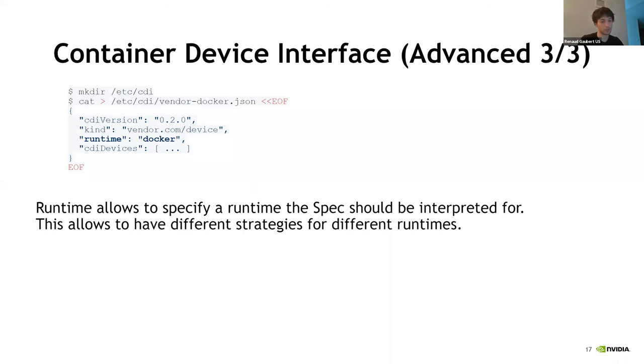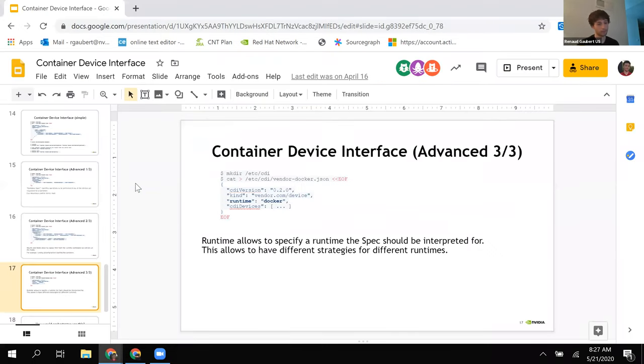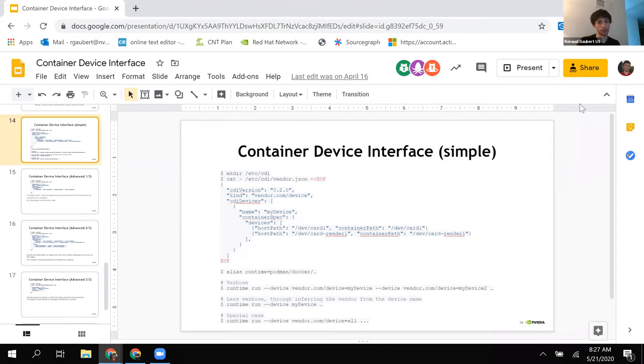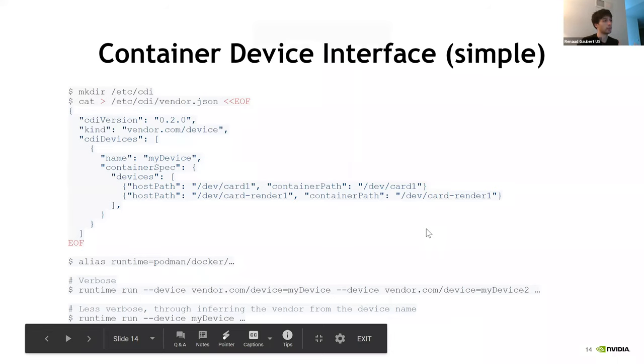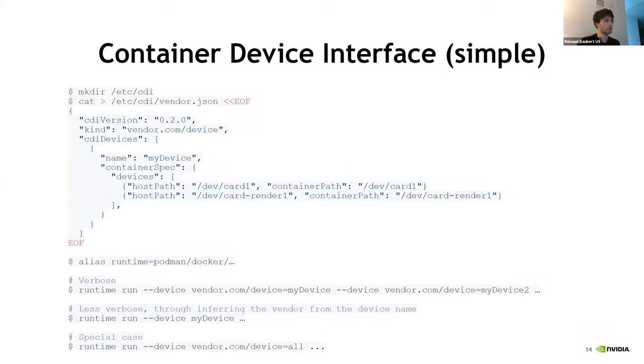That's probably a slide I won't go over. Generally, we've talked about how a runtime might use this, and the idea is that at the end of the day, what we want the orchestrator to be doing, instead of re-implementing their own device plugin, is to call in runtime run --device my-device, rather than runtime run --device /dev/nvidia0 -v /lib/libcuda, et cetera, et cetera. That's pretty much it. Happy to take any questions.